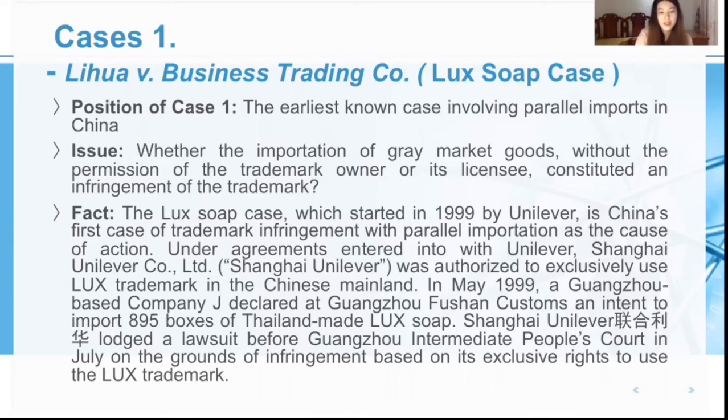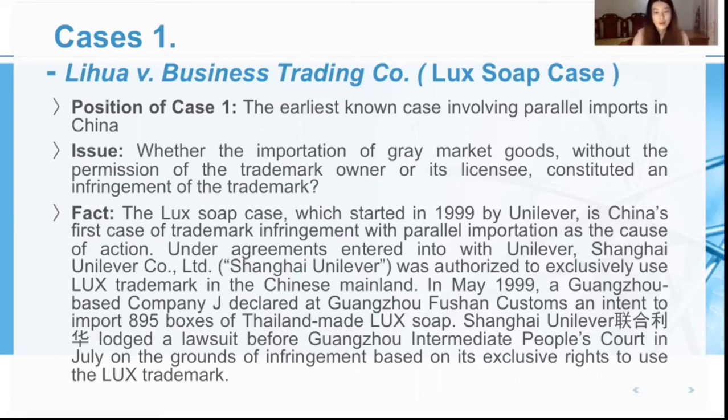The court ruled that defendants should stop infringement, apologize to the plaintiff, and compensate losses. As regards the issue of parallel importation, mentioned in the defendant's defense, the defendant failed to provide sufficient evidence to prove that the batch of soap was sourced from the trademark owner or with its consent. Therefore, the defense was untenable.